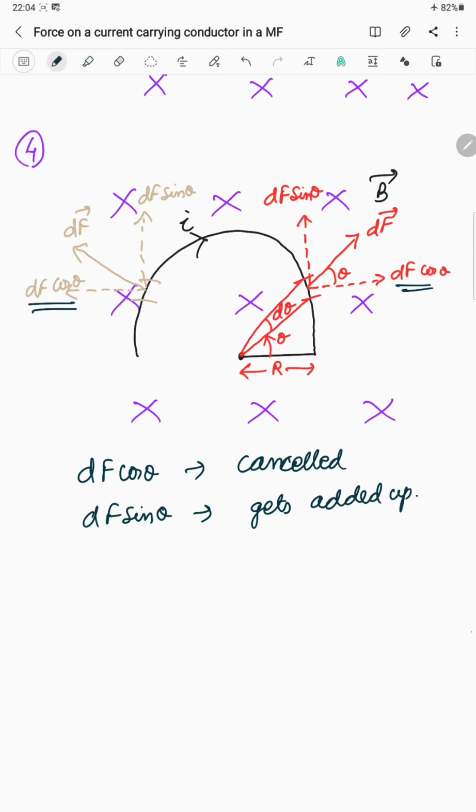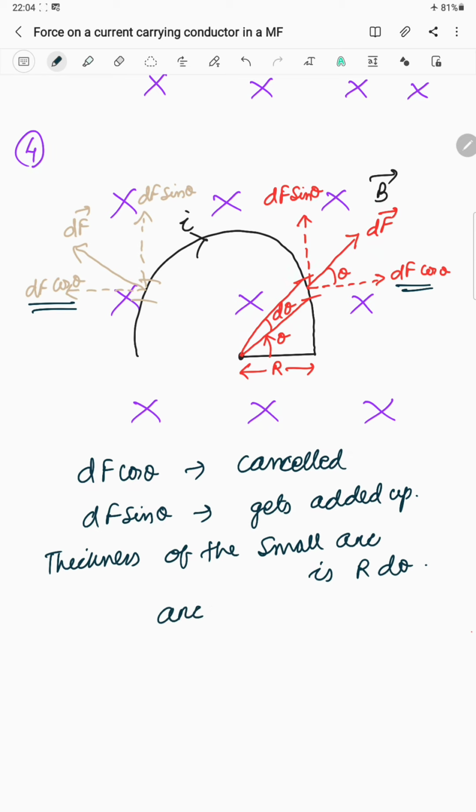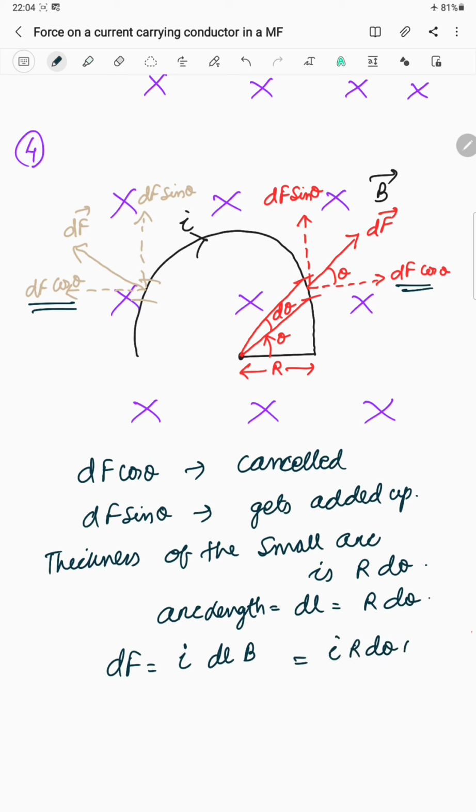Now what is the thickness of the small arc? The thickness of the small arc is r d theta. Then my arc length, which is your dl, will be r d theta. Then the force on that particular element will be dF, and what will it be? It will be current I into dl B, that will be I r d theta B.